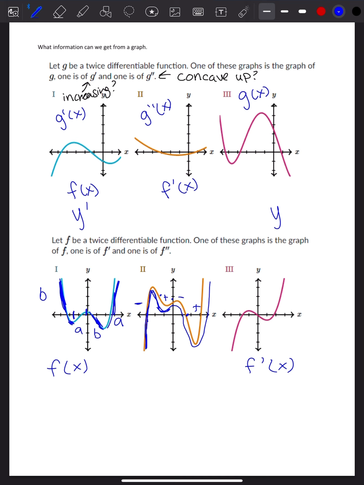If I look at this first one, we start out positive, and I need our graph to start out negative. If I look at that third one, it starts out negative. Because I was looking at concavity, that means if this is y, this is y double prime. So if I combine these two ideas together, our second one has to be f of x. Our first one has to be f prime of x, because it's in between our two functions here. And then our last one has to be f double prime of x.